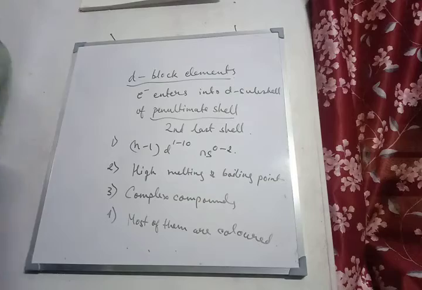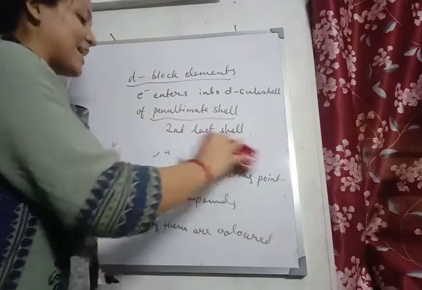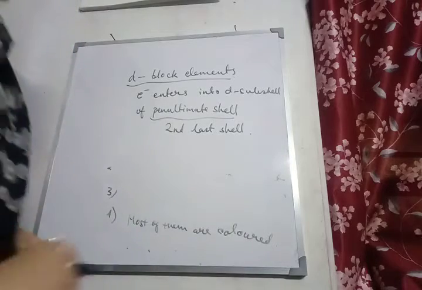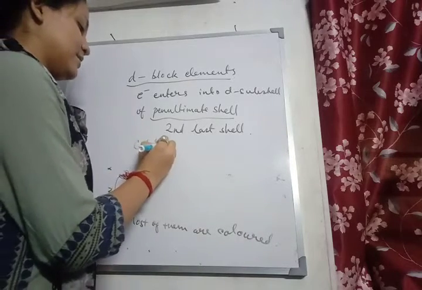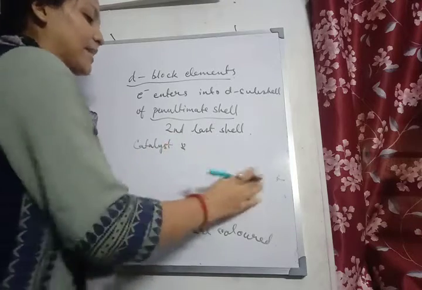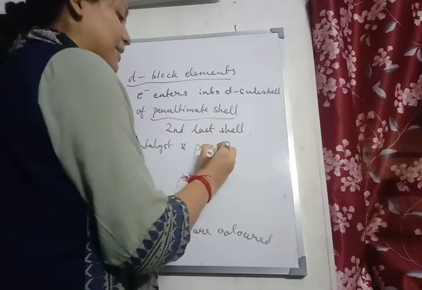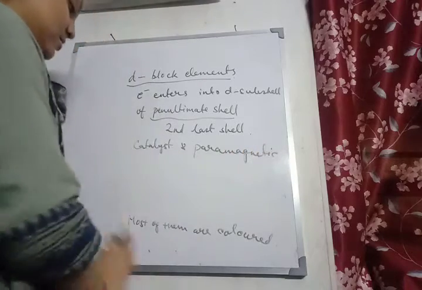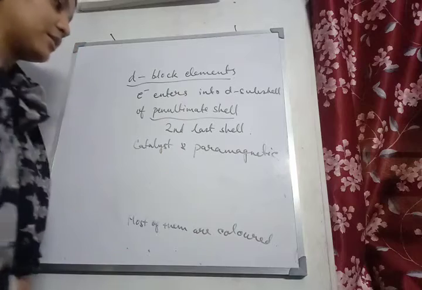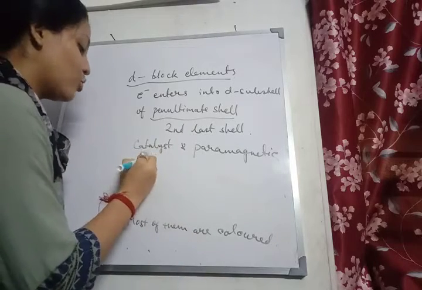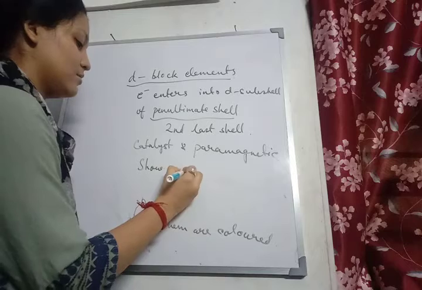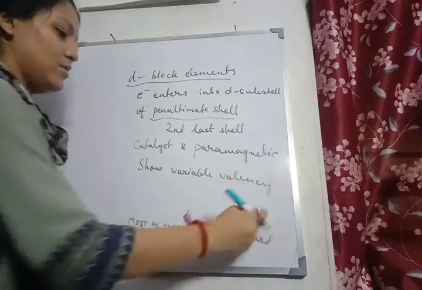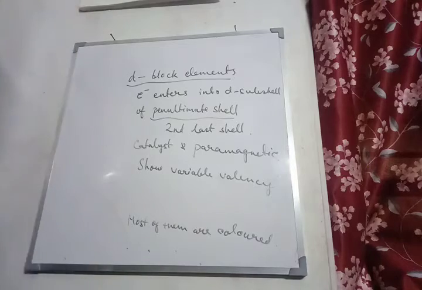Okay, the next property is most of them can be used as catalyst. Then they are paramagnetic. Paramagnetic means they are attracted towards a magnet. The last point under this will be they show variable valency. So these are the common properties of D block elements.